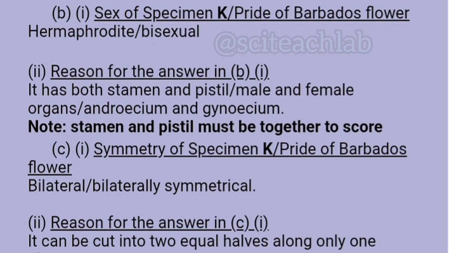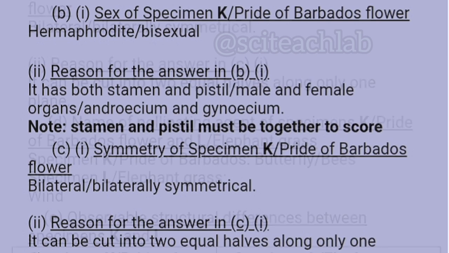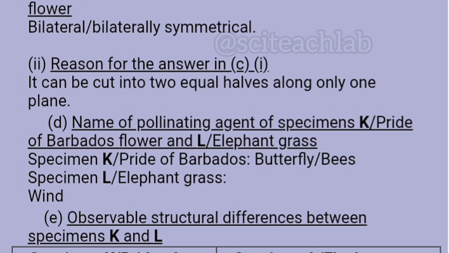It is bilaterally symmetrical. Okay, so it's bilaterally symmetrical. What's the reason for that answer? Because it can be cut into 2 equal halves along only one plane. Okay, so it's bilaterally symmetrical. What is the name of a pollinating agent of the Pride of Barbados flower? Okay, butterfly. Bees can pollinate Pride of Barbados.